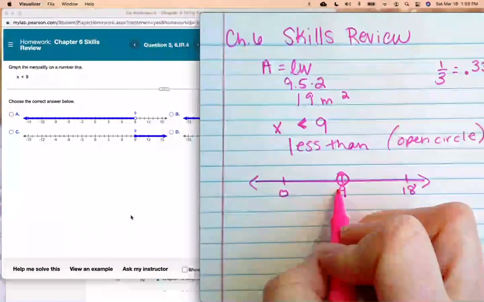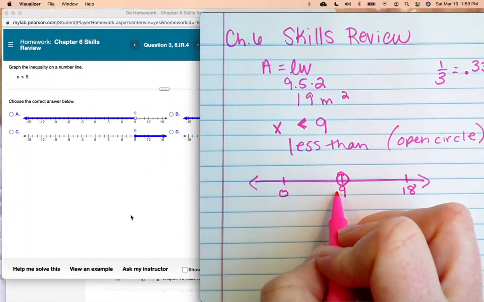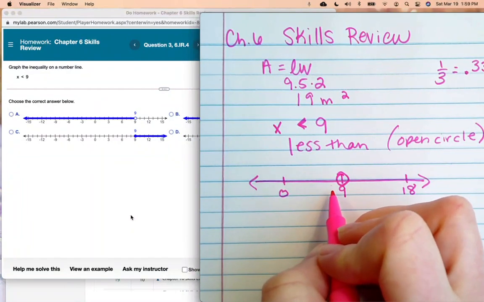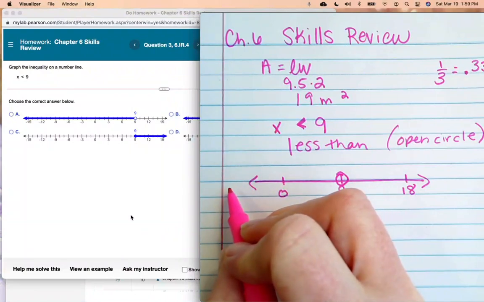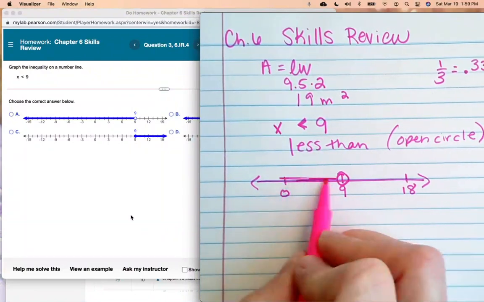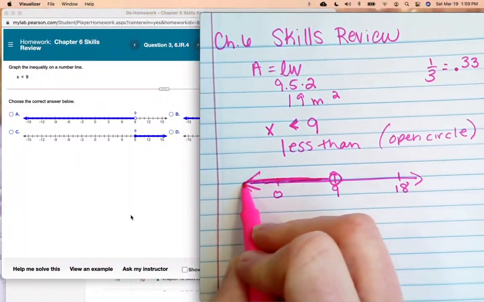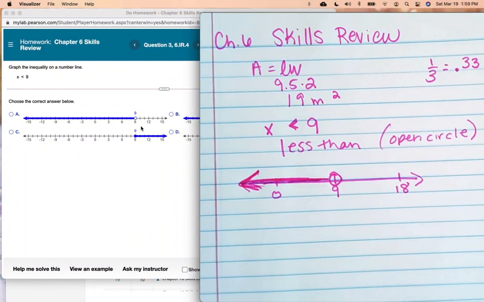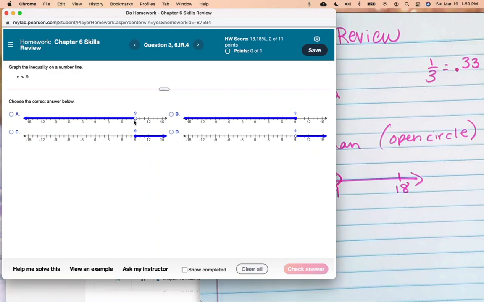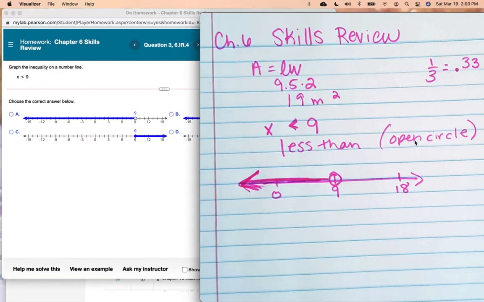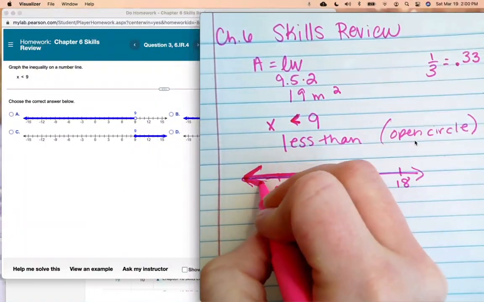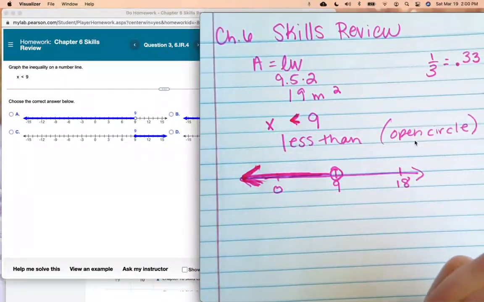But you know what is included? 8.99. 7.25. So anything that's smaller than 9. So it's going to go this direction. So it's at 9 with the open circle, and it's going to go less than, get smaller and smaller. And also, what I teach my students is look at this and look at the arrow. See how they're the same?